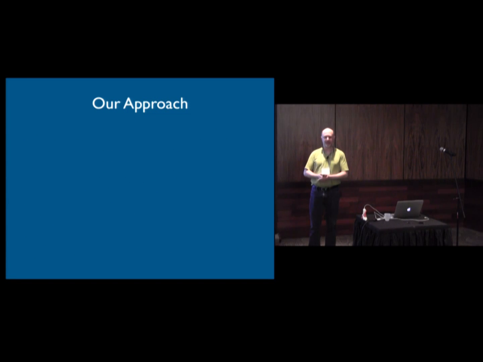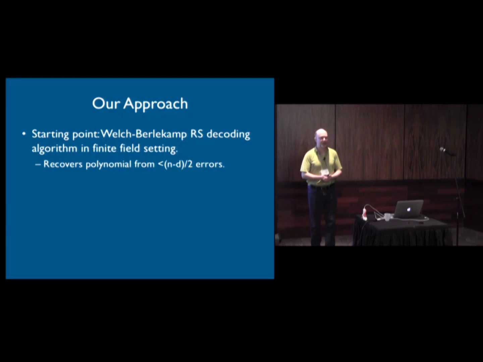Okay, so I'll sketch our approach. Our starting point is the finite field setting, where Venkat and I usually work more. There's this Welch-Berlekamp algorithm for decoding Reed-Solomon codes, and this is a great algorithm in the finite field setting. It recovers a polynomial from essentially the optimal fraction of errors.